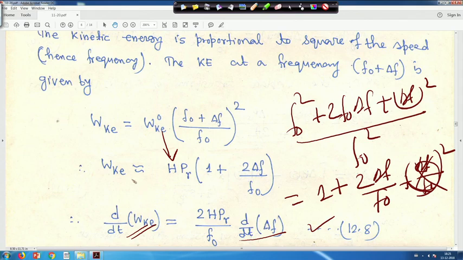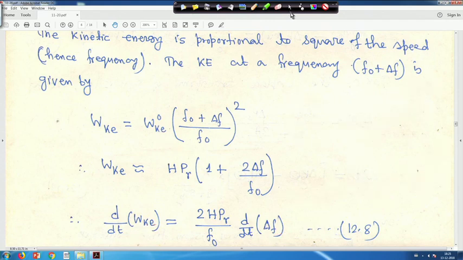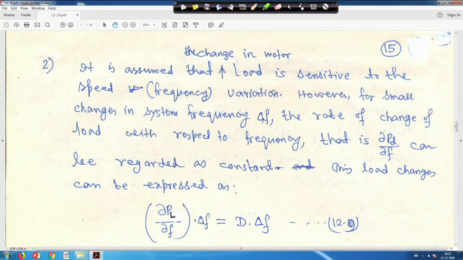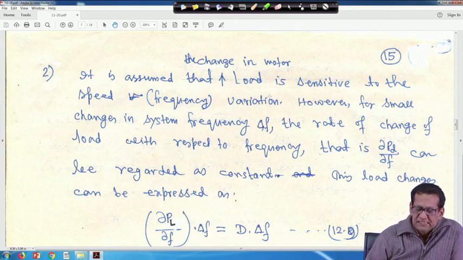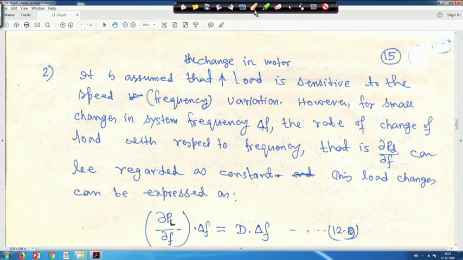Because this is kinetic energy and we are taking its derivative, the rate of change of kinetic energy is the power. This is your equation 8. Now, next it is assumed that the change in motor load is sensitive to the frequency variation.